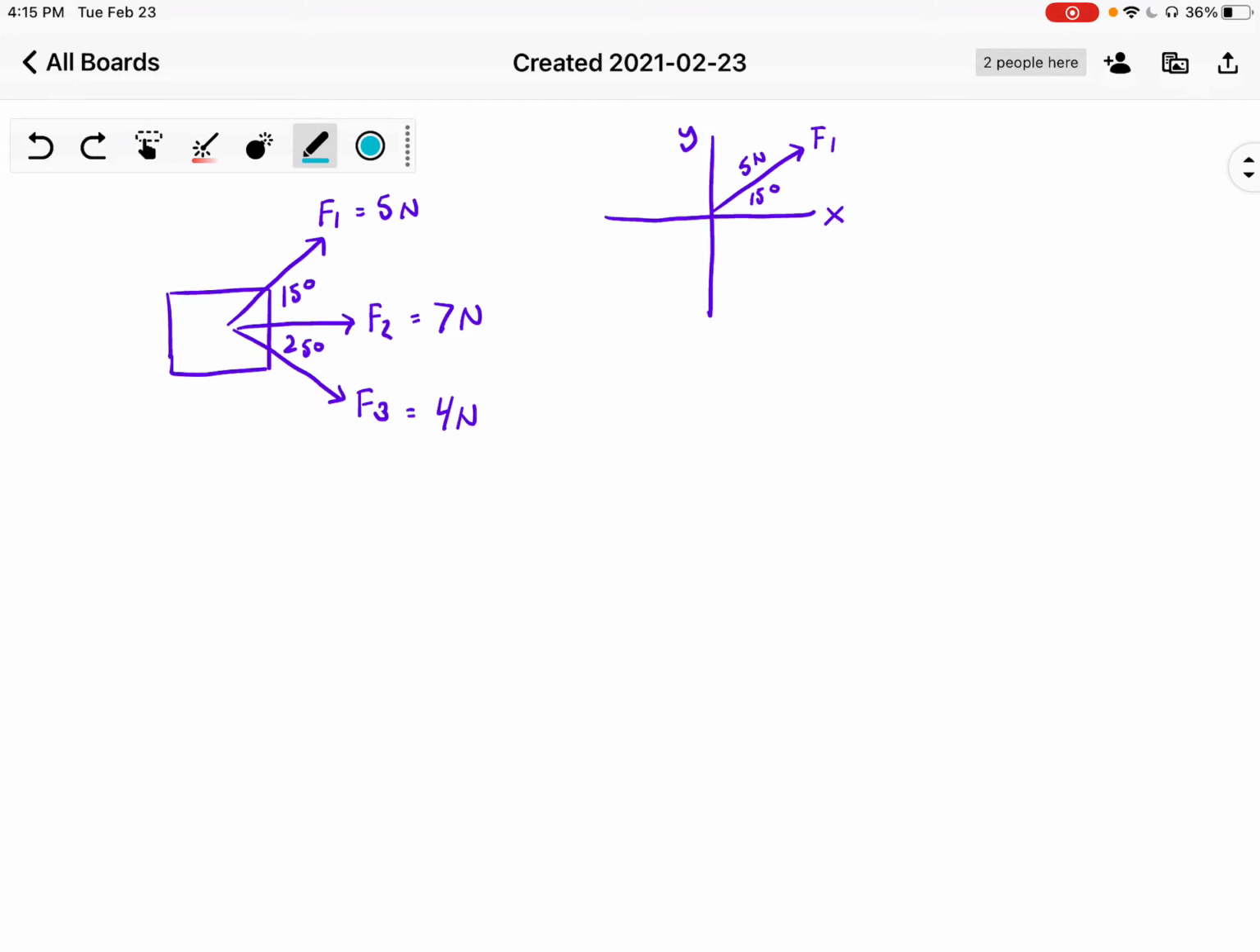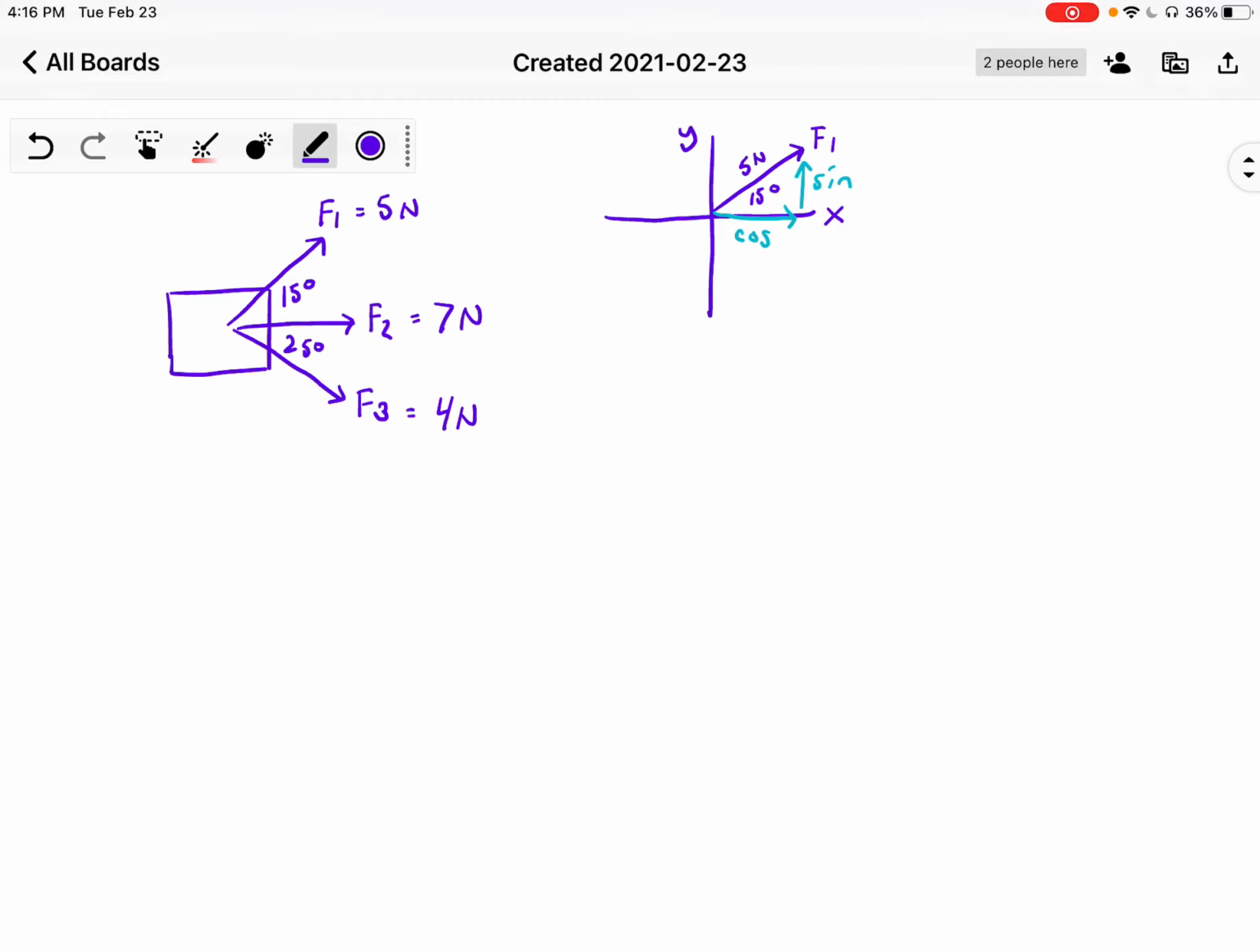And the reason why that's nice is because as long as that's the angle you're given, you don't have to think too hard about which trig function to use for which component. The x component will always be a cosine, and the y component will always be a sine, as long as the angle you have is the one between the horizontal and the vector.